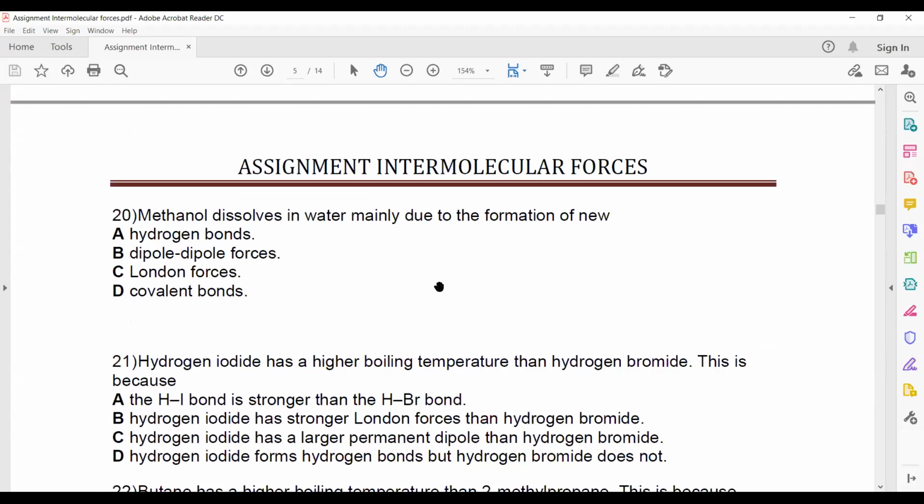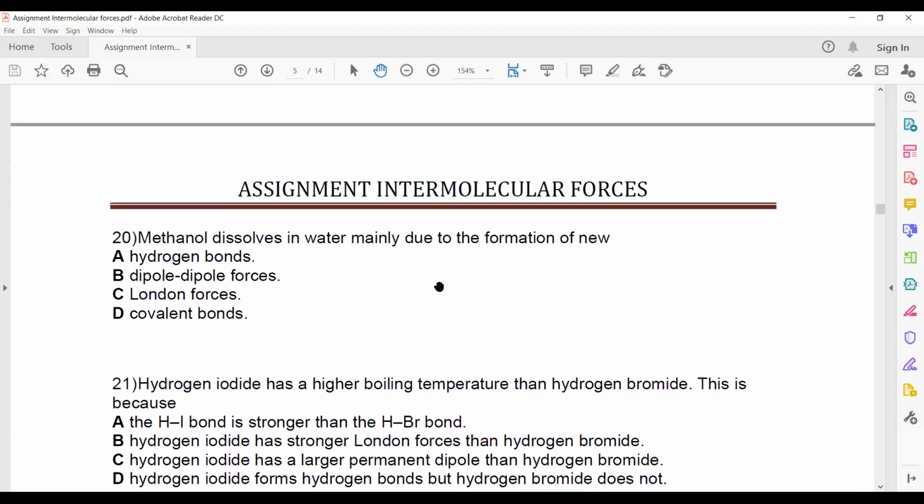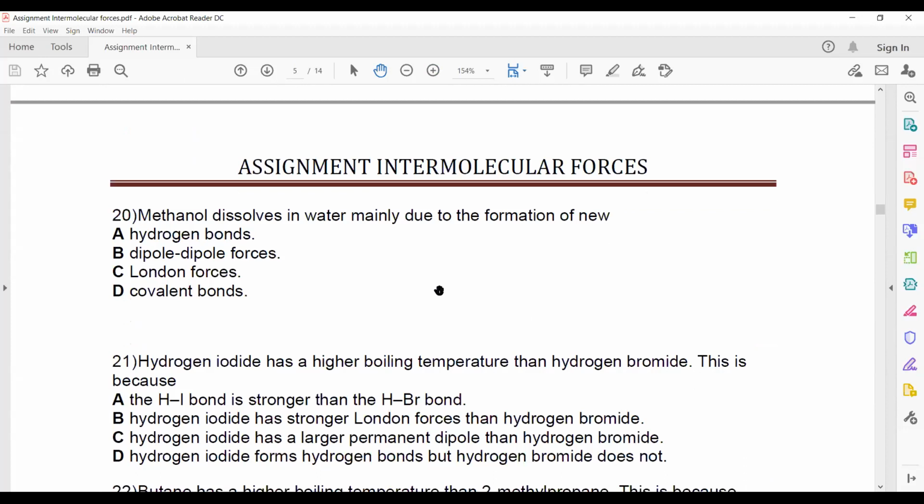Methanol dissolves in water mainly due to the formation of... why does methanol dissolve in water? Due to the hydrogen bonds. So A is the answer, because OH can form hydrogen bonds with water molecules.